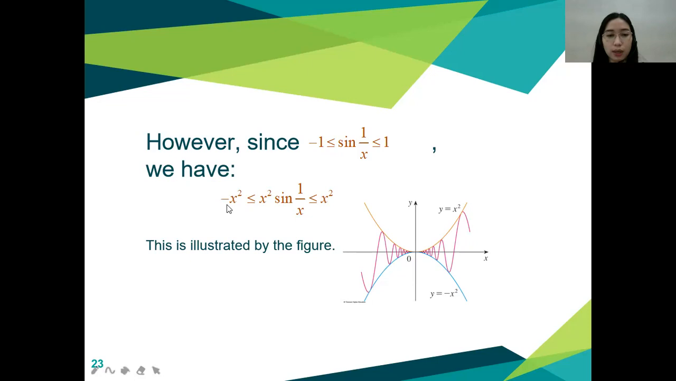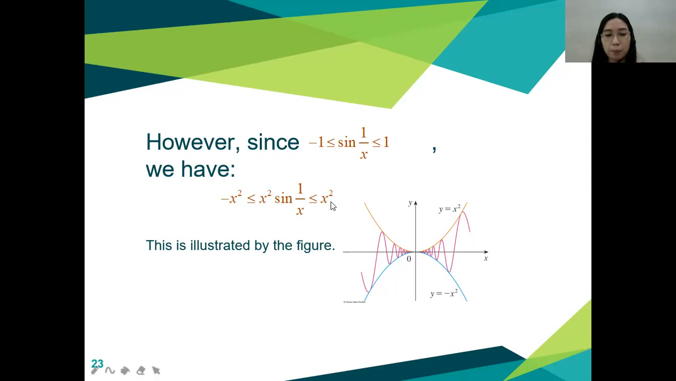So we have negative x squared less than or equal to. We multiply x squared on both sides, to all of f of x, g of x, and h of x. So negative 1 times x squared gives negative x squared. Then sine 1 over x times x squared gives x squared sine 1 over x. Next, 1 times x squared is equal to x squared.